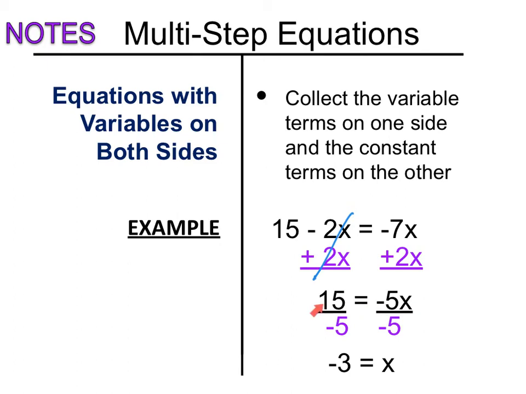And now at this point, it's just a one-step equation. I have multiplication on this side of the equation with the variable. I undo multiplication with division, so I divide both sides by negative 5, just so they stay balanced. These negative 5's will cancel out and leave me with x. And then 15 divided by negative 5 would be a negative 3. So my solution is x is equal to negative 3.